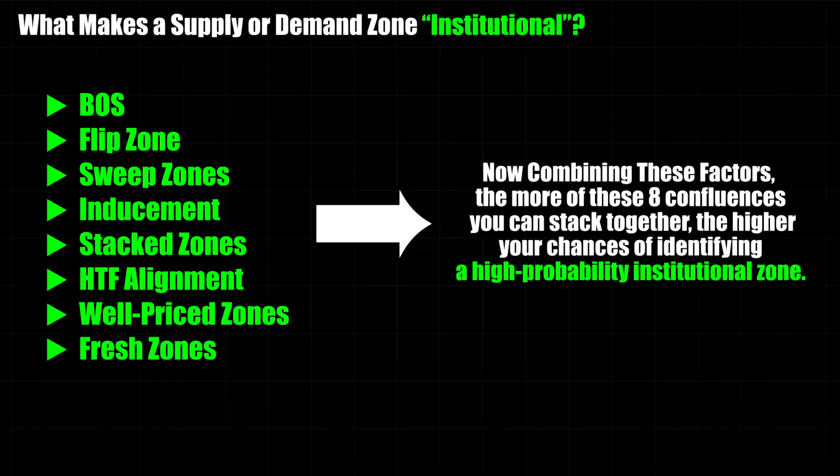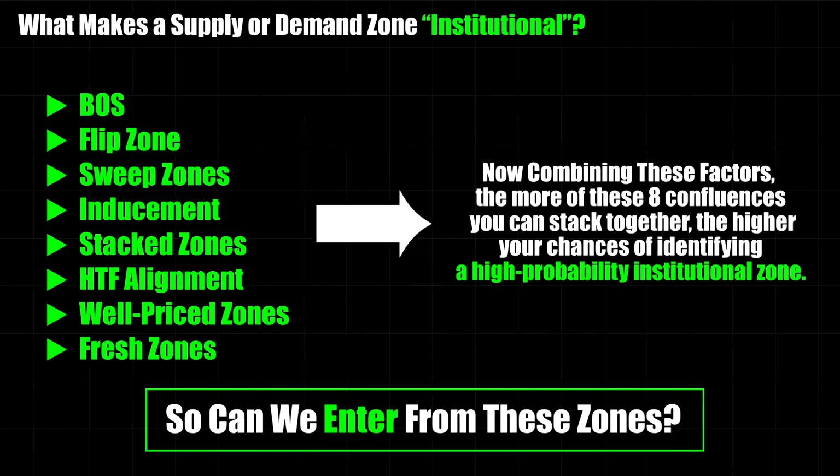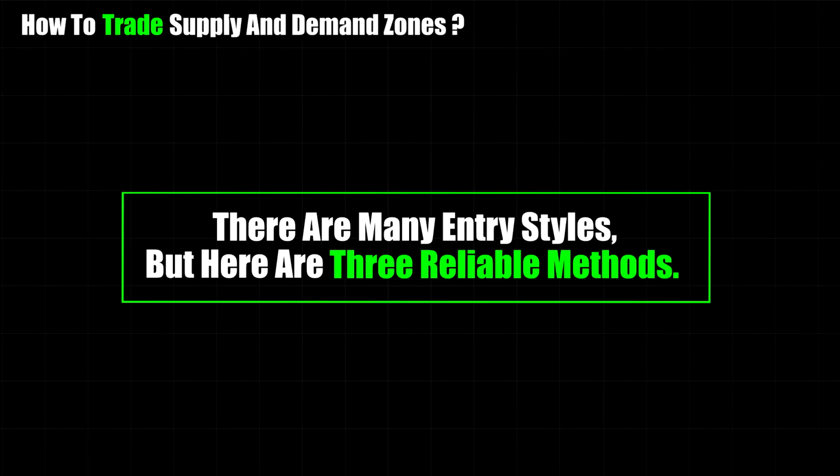Now, combining these factors, the more of these confluences you can stack together, the higher your chances of identifying a high probability institutional zone. So, can we enter from these zones? There are many entry styles, but here are 3 reliable methods.